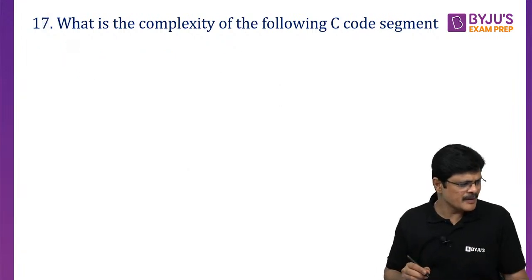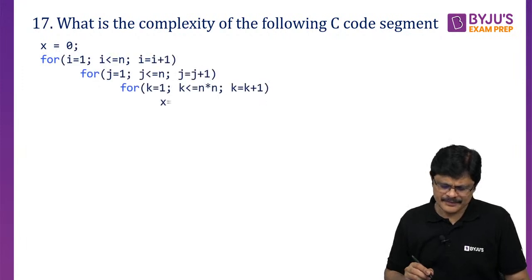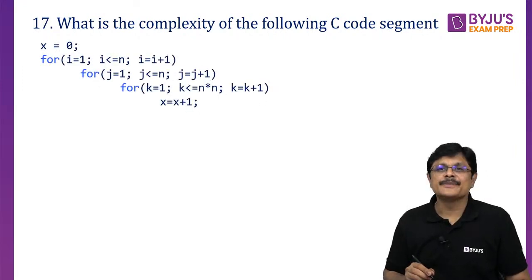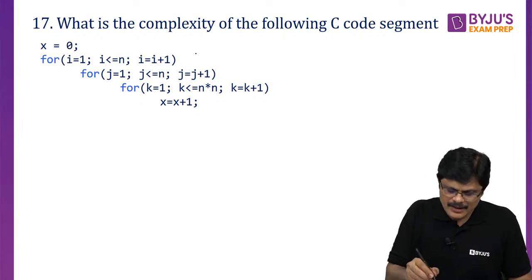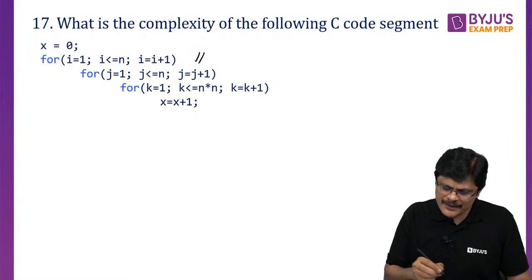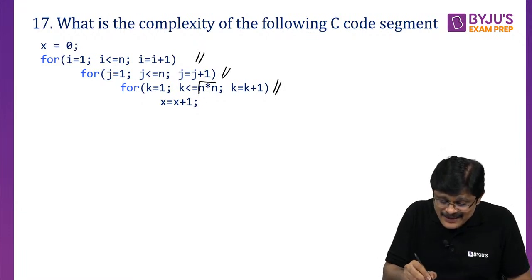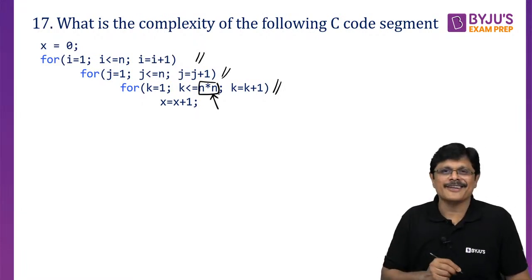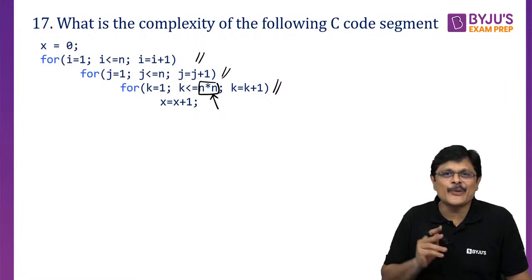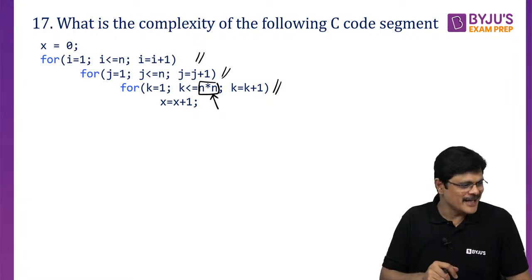Next one. Perfect. Next problem. What about this? What about this? This is rule 1. This is also rule 1, but this is rule 1 with a twist in the story. Am I clear?